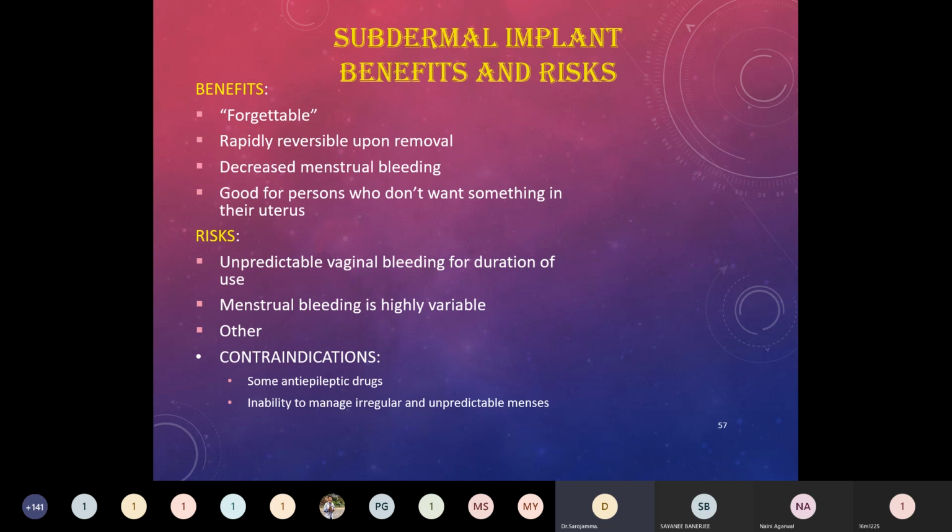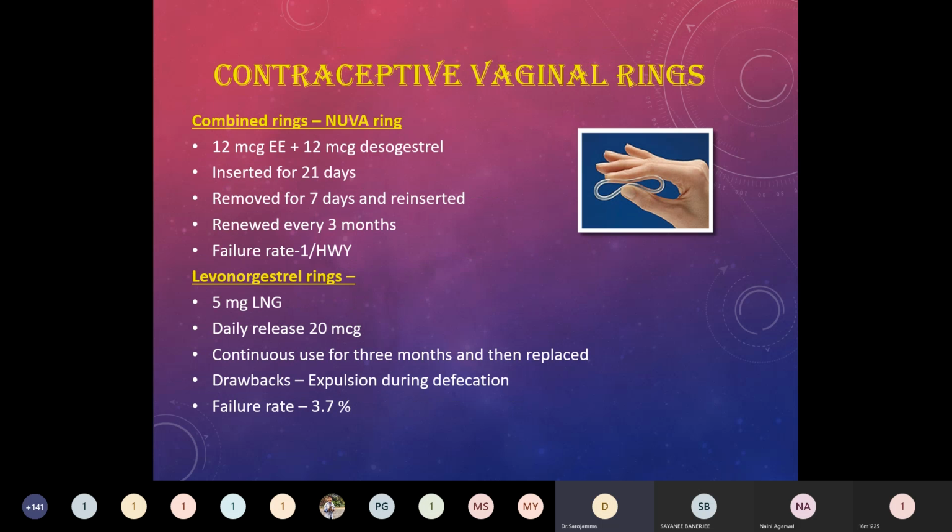Advantage is decreased menstrual bleeding, good for a person who does not want something in their uterus. And risk is like other progesterone preparations, unexpected bleeding, and menstrual bleeding is highly variable. Contraindication: women who are taking anti-epileptic drugs and inability to manage their unpredicted bleeding. And coming to the rings, we have vaginal rings which are combined form and levonorgestrel rings which are only progesterone form.